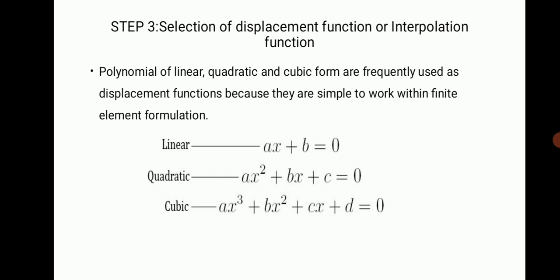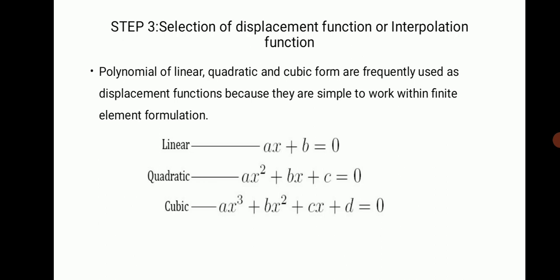The polynomial type of interpolation functions are mostly used because they are easy to formulate and computerize the finite element equations. It is easy to perform differentiation and integration. The accuracy of the results also improves by increasing the order of the polynomial. So the examples are linear, quadratic and cubic.